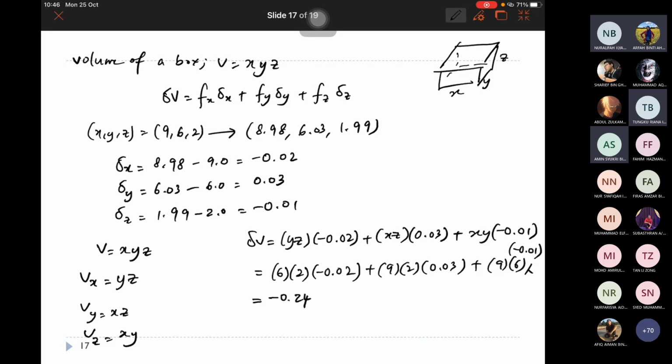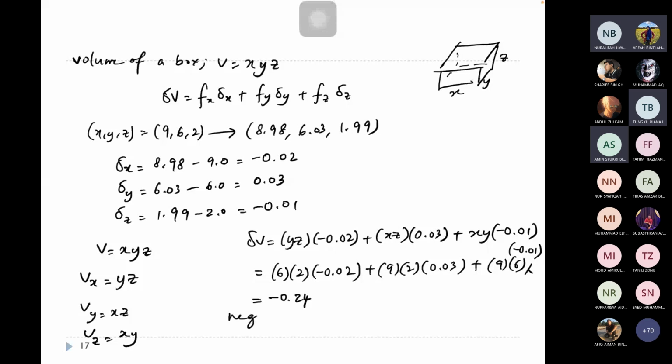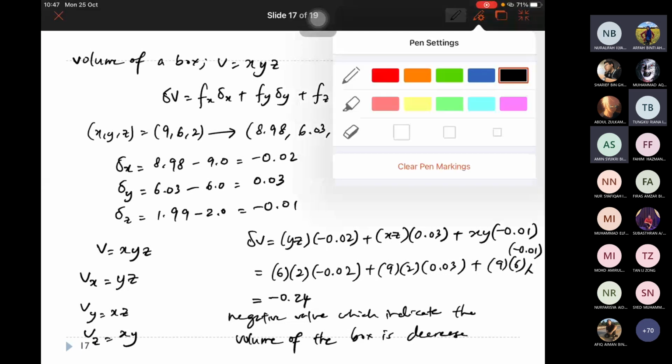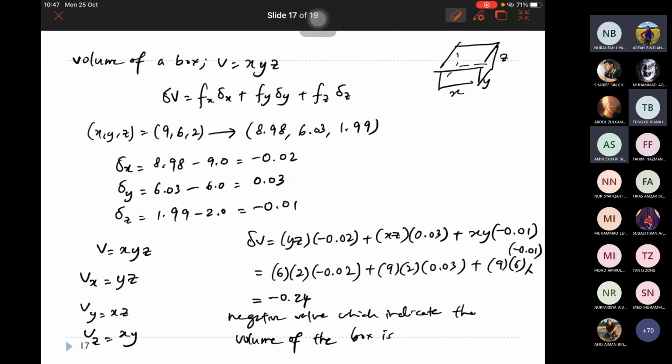So we have a negative value, which indicates that the box is shrinking. This indicates the volume of the box is reduced, decreased.